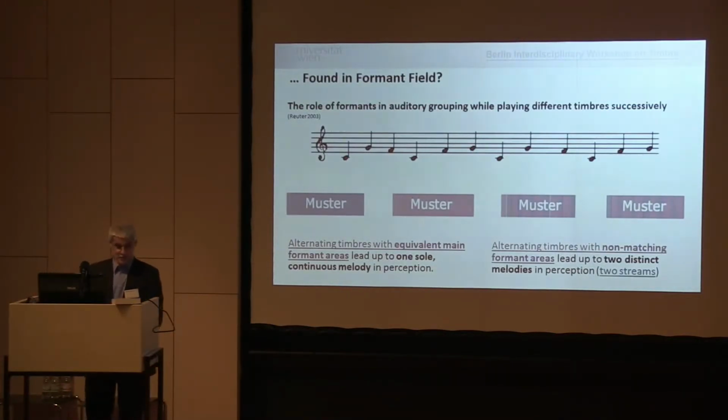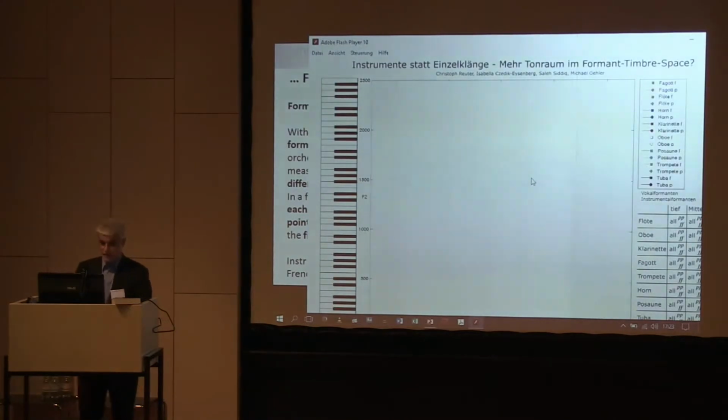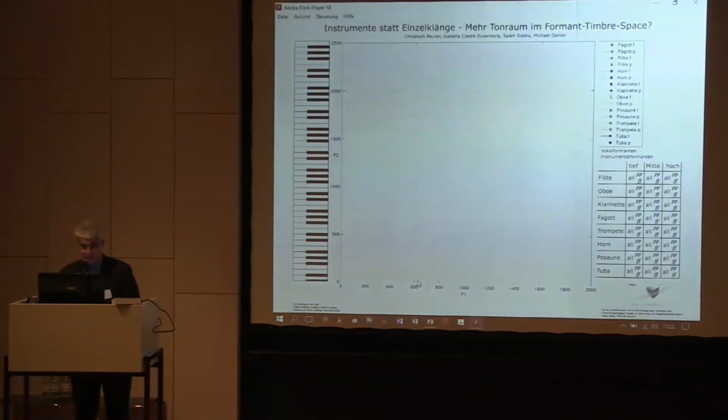So when formants are such a useful and intuitive tool, wouldn't it be good to put them in a timbre space like context to put these ideas together? So with the help of the phonetic software Praat, the first and second formant, the F1, F2, of flute, oboe, clarinet, bassoon, horn, trumpet, trombone, and tuba, have been measured in all reachable pitches in two different dynamics, in fortissimo and pianissimo. And in the field between these two formant axes, here F1 the Y axis, the F2, each pitch and each dynamic is symbolized by a single point.